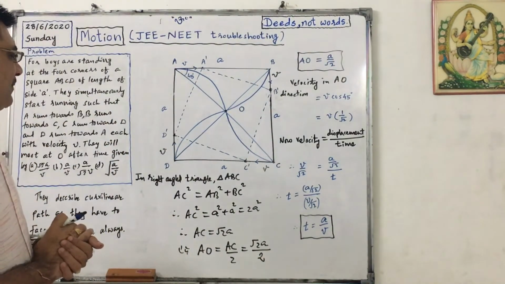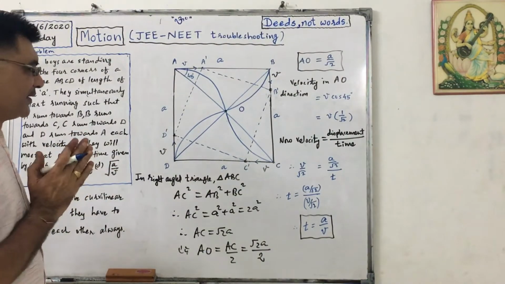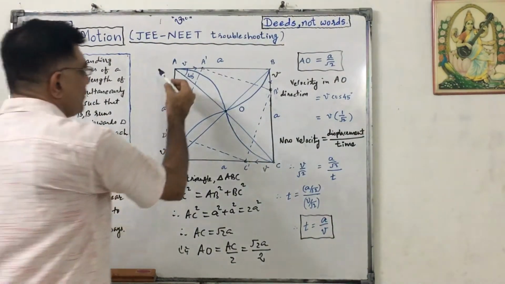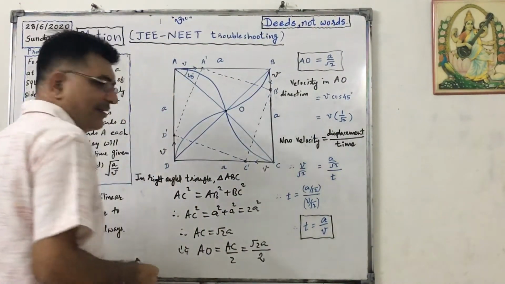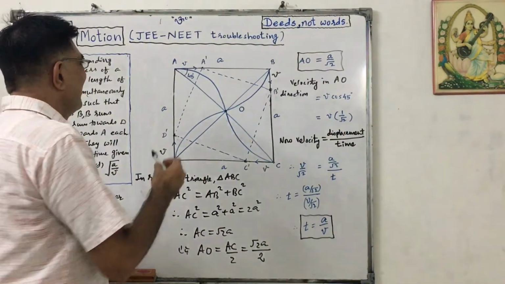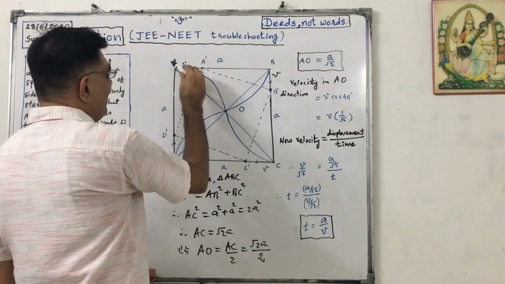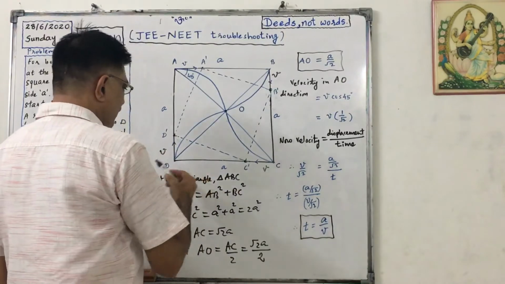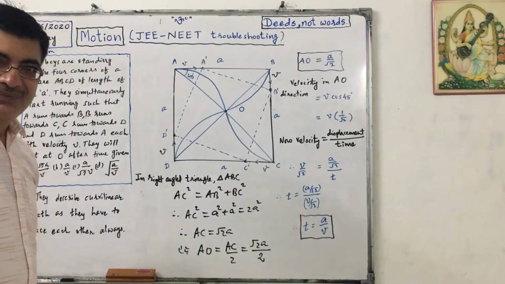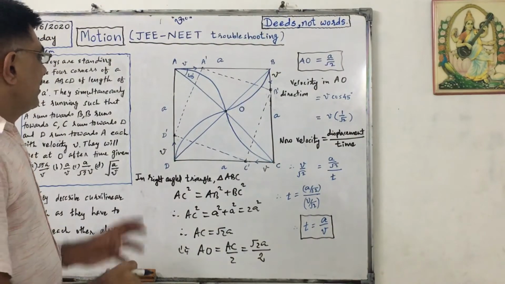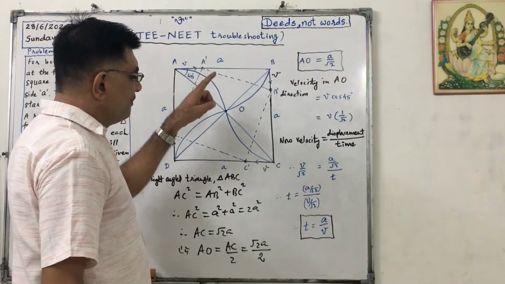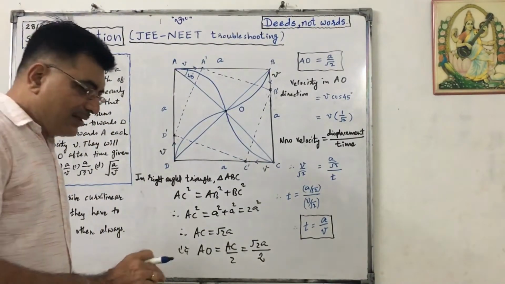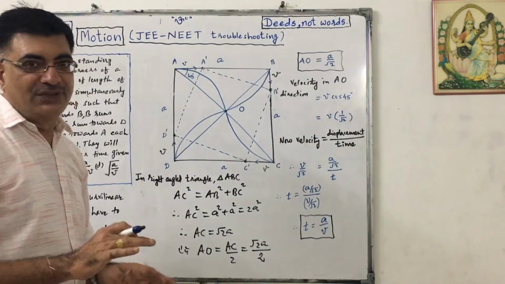Now see, first of all, let us understand the exact problem in this figure. This is the square of side small a. Very interesting problem. One boy is standing at point A, other is standing at point B, third one is standing at point C, and fourth one is standing at point D. Now, A wants to meet B, B wants to meet C, C wants to meet D, D wants to meet A. So they all start running with equal velocity v.